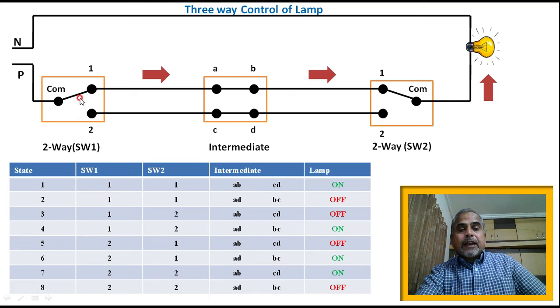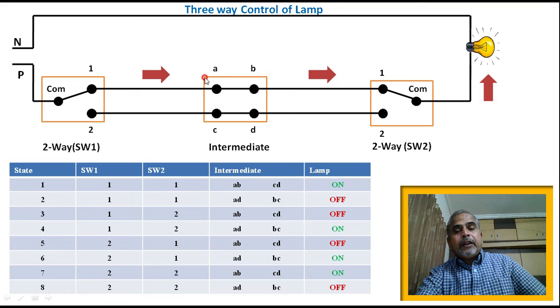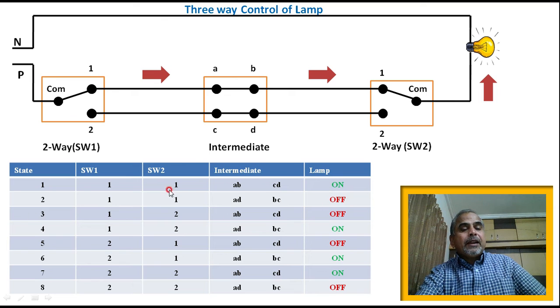If you are looking at the second combination, both are at 1, 1. However, the connections of the intermediate switch are changing from AB to AD, CD to BC. That is, it is AD and CD. If it is AD, the current will enter here and pass through here. Then here there is a discontinuity of the supply. Because of that, the bulb will not glow. Therefore, it is off. Similarly, for all the combinations you have to explain the three-way control.